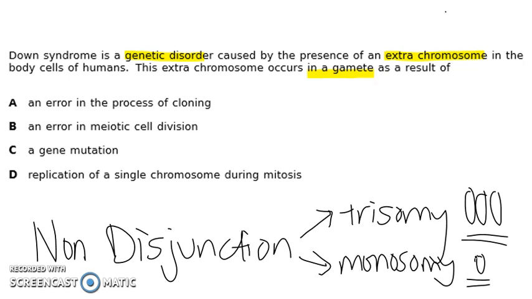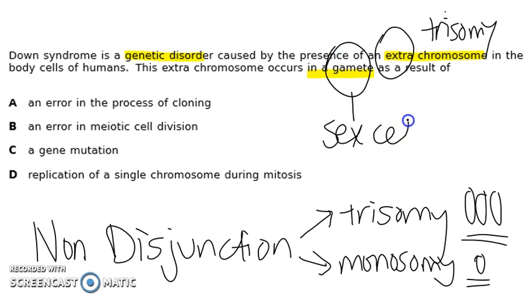So, in this case, since it's an extra chromosome, it's a trisomy. And Down syndrome happens to be a trisomy 21, which means this is located on the 21st chromosome if we were to look at a karyotype. So the question's asking, why does this extra chromosome occur in a gamete? Remember, gametes are our sex cells, and they're made in meiosis. So something goes wrong during meiosis that causes non-disjunction to take place.